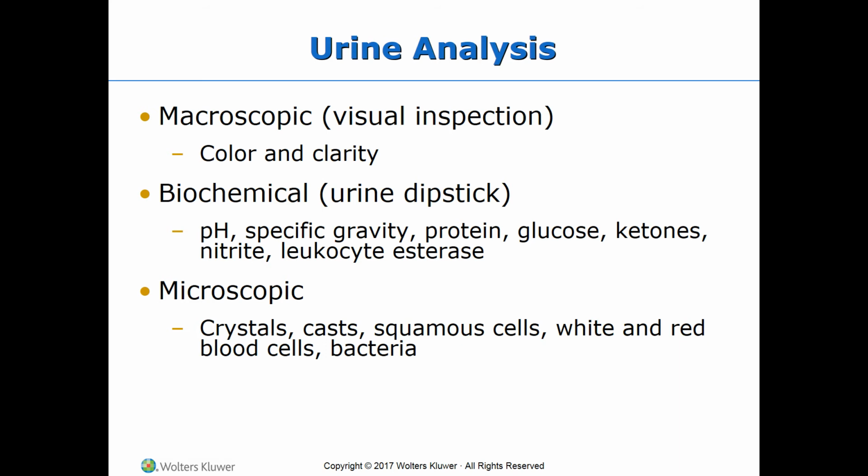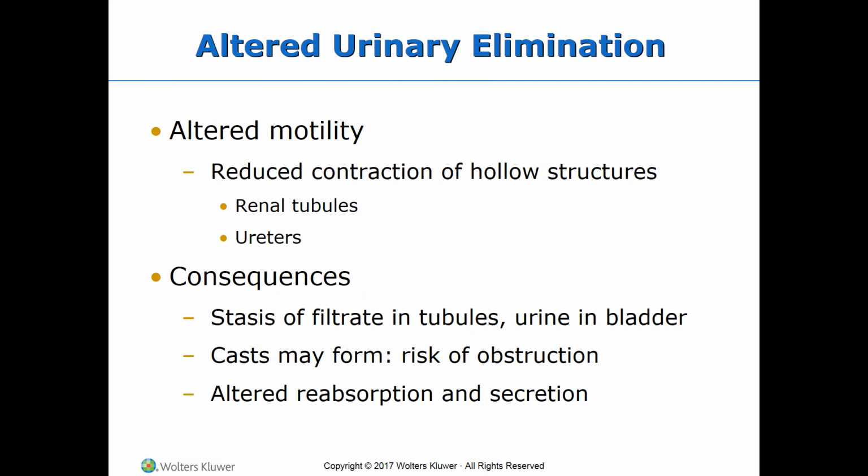Now you can do microscopic analysis, in which you can centrifuge the urine sample and look for the presence of crystals, casts, squamous cells, white and red blood cells. If you do have any of them, that can point to a tubular problem. And then if you have bacteria, of course, that means that you have an infection. You can have not only bacteria, but also fungi. Viruses are hard to detect, but you can have infections within your urinary system.